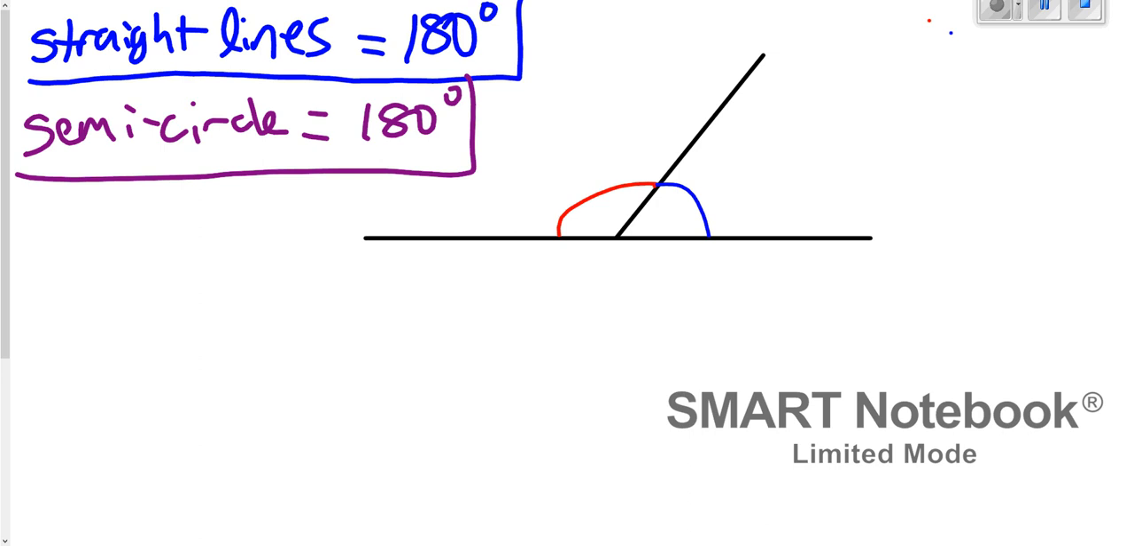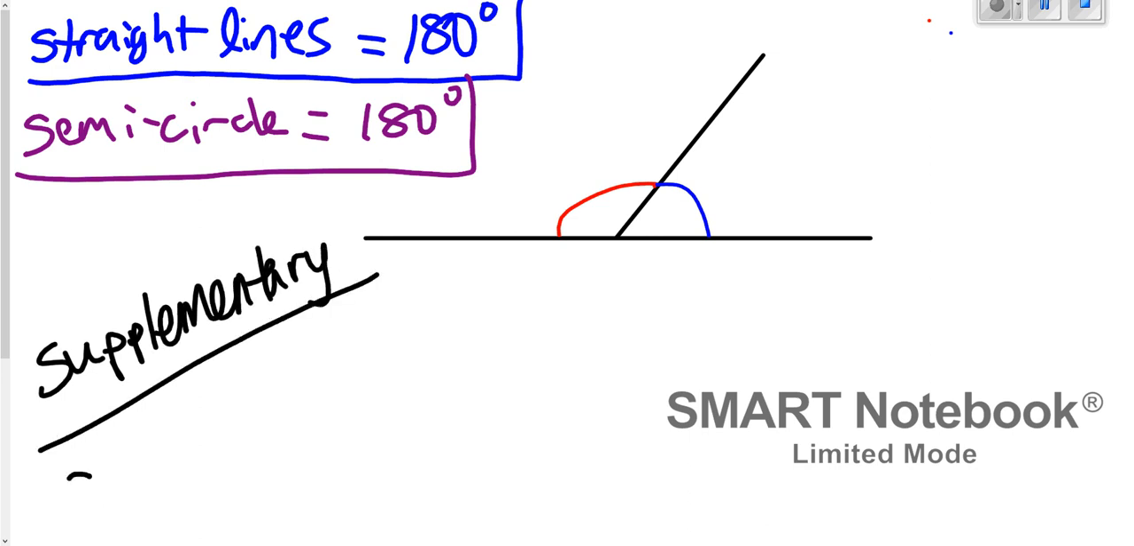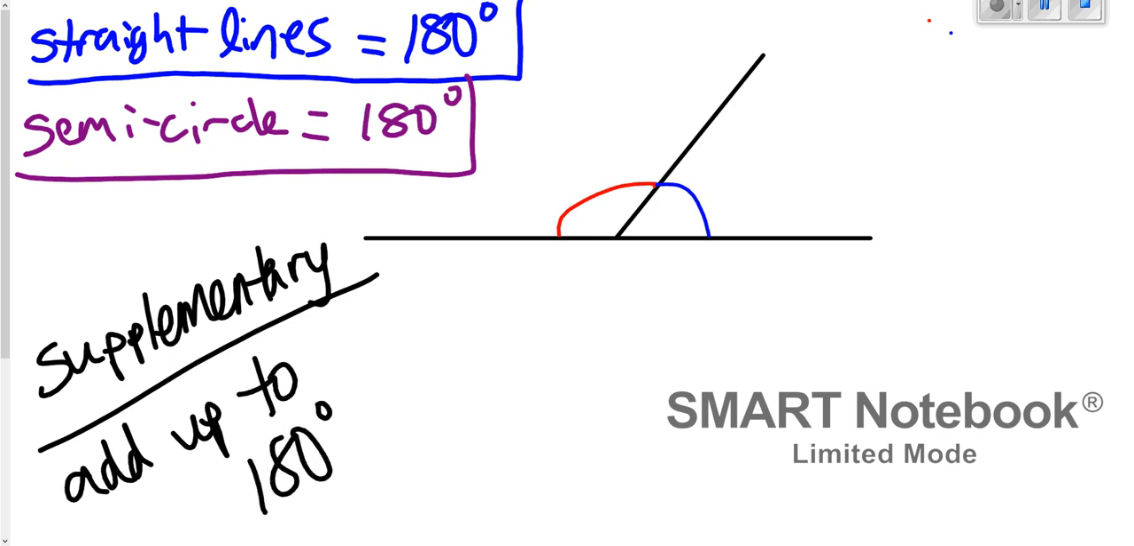And that's important because the semicircle is also 180 degrees. So if you look at this diagram, these two angles together, the red and the blue one, form a semicircle, and they lie on a straight line. Both of those things tell us that these two angles add up to 180. And we know a vocabulary word for that: supplementary angles. Supplementary angles add up to 180 degrees.